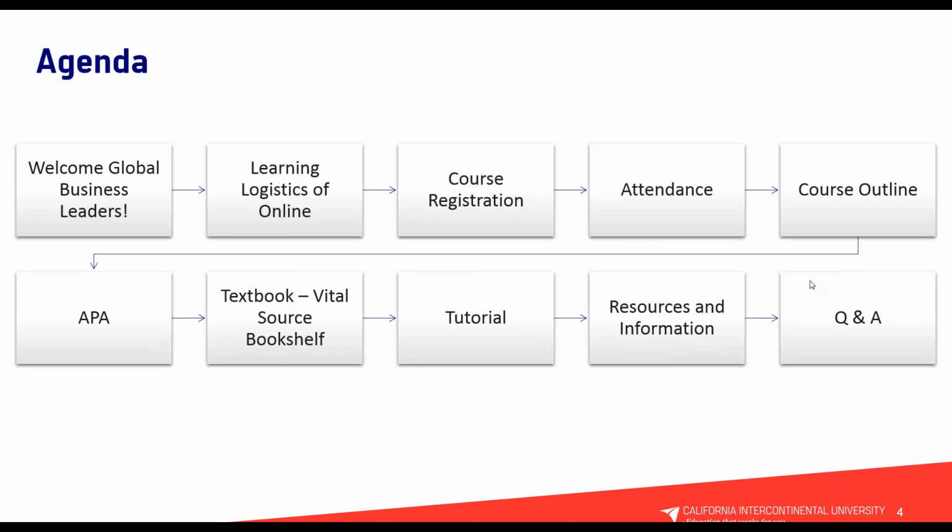We'll start off with welcoming global business leaders, getting to the learning logistics of online, course registration, talk about attendance, course outline, APA formatting, and textbook. We utilize a Vital Source bookshelf. We're going to go into a tutorial, so I'm actually going to show you what your course rooms look like, MBA and DBA. Then resources and information, and we're going to conclude our presentation with a Q&A session at the end.